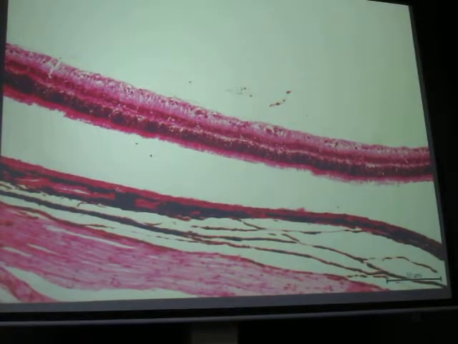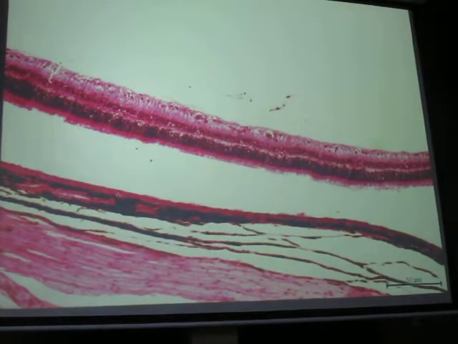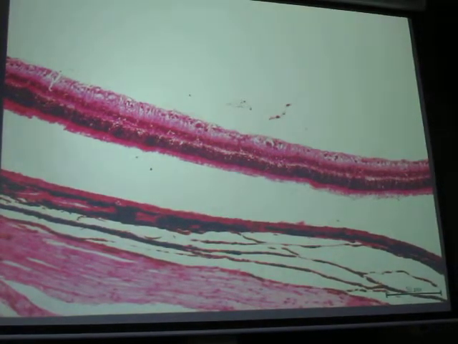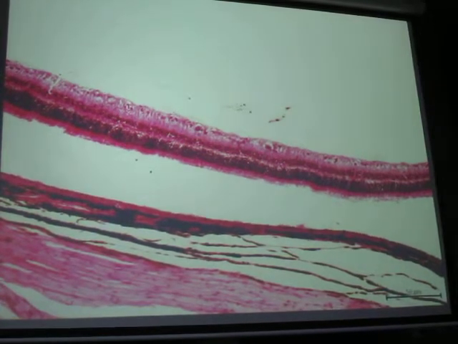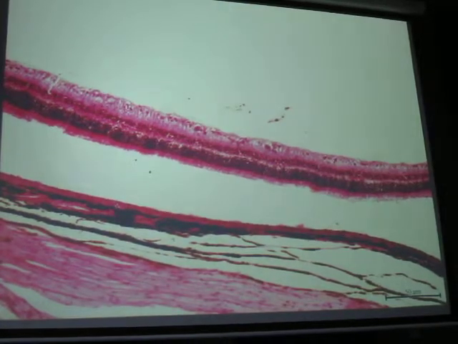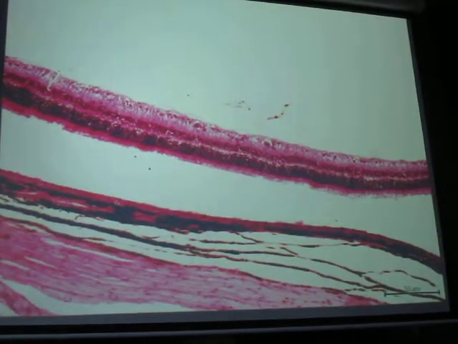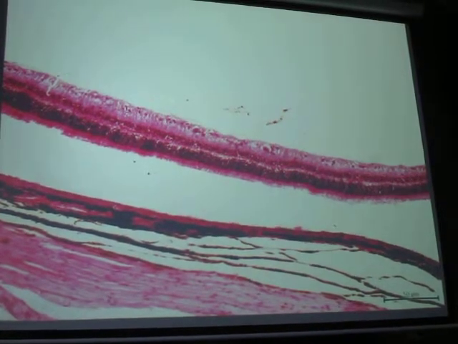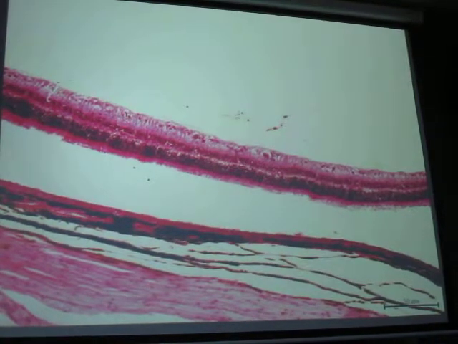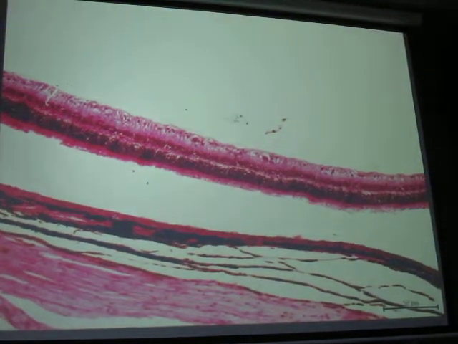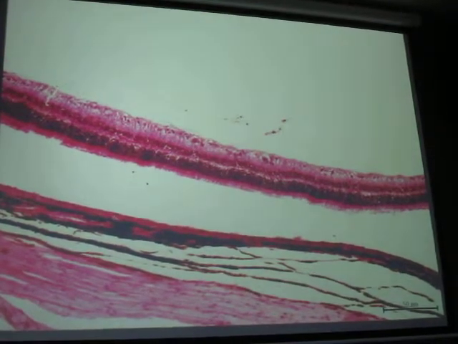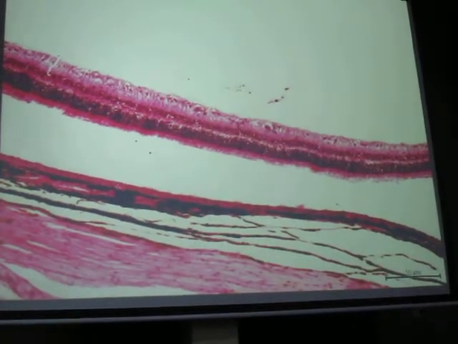What is the non-neural layer? Of the 10 layers, which is the non-neural? The very first. The innermost or the outermost? Outermost. The retinal pigment epithelium.